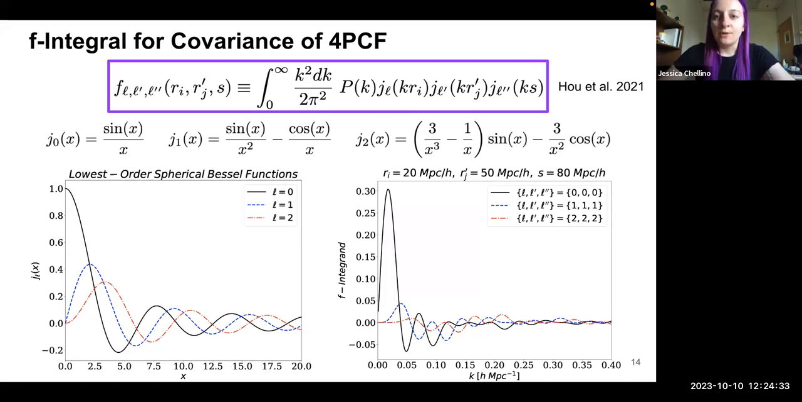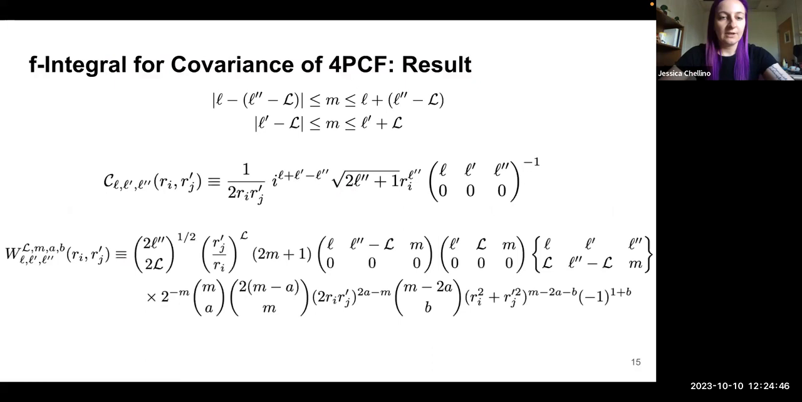Okay, so we were able to put our power spectrum model into the F integral and evaluate this and get a result for it. Before I show the results, I'm going to go through a few definitions that are needed for them. First, we're going to have a quantity M that is bounded by different L values that come from the Wigner 3J symbols and their triangle inequalities. L, L prime, and L double prime are the orders of the spherical Bessel functions in the F integral. L is a sum from 0 up to L double prime. So M is really controlled by the orders of the spherical Bessel functions in our F integral.